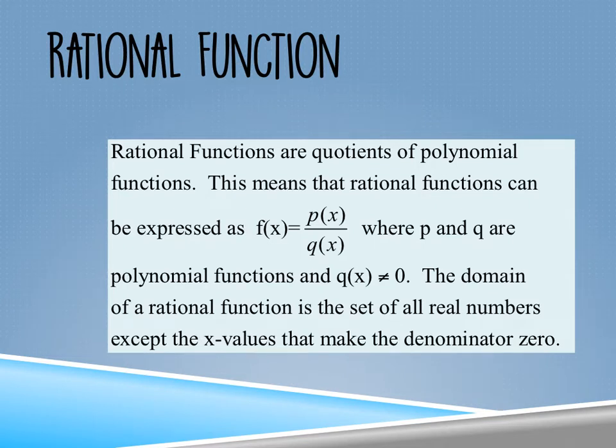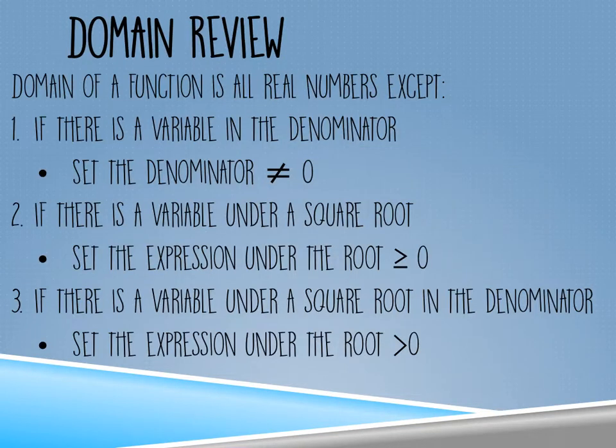If the bottom then is 0, then what happens? Undefined, so you can't do it, right? So the domain of the rational functions is a set of all real numbers except the x values that make the denominator 0. Same thing that we've been doing before.